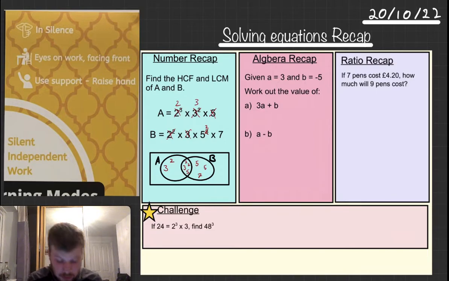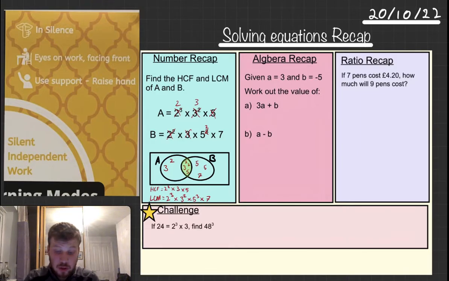Now, if you remember, how do I do my highest common factor? My highest common factor is all my values in the centre multiplied. So that would be 2 times 2 times 3 times 5. I'm going to write that in index form: 2 squared times 3 times 5. Lovely. My lowest common multiple, I can do the same thing, but this time it's every value multiplied together. So I've got three 2s, so it's 2 cubed. I've got two 3s, so it's 3 squared. I've got three 5s, so it's times 5 cubed. And I've got a 7. So that would be how I'd answer the number recap.